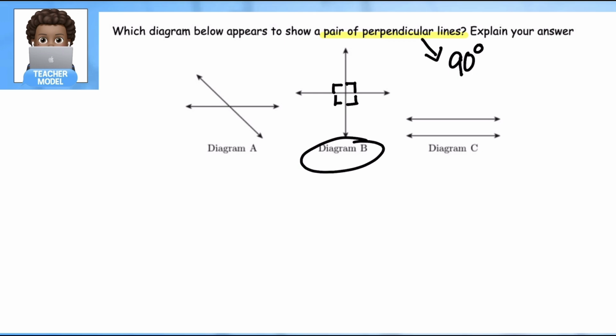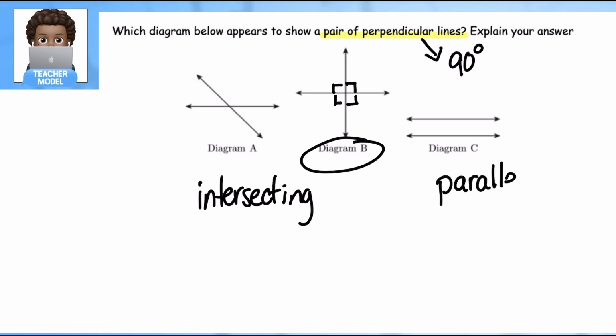The first one, these are just intersecting because they're not 90 degrees. And the last one are not touching at all, so these are parallel. Right? So always the same distance. Hit pause and jot this down into your notes. Your job is to be able to recognize these by sight. You should be able to look at it and see if it's perpendicular or parallel.